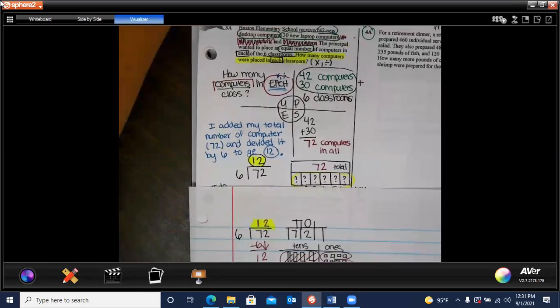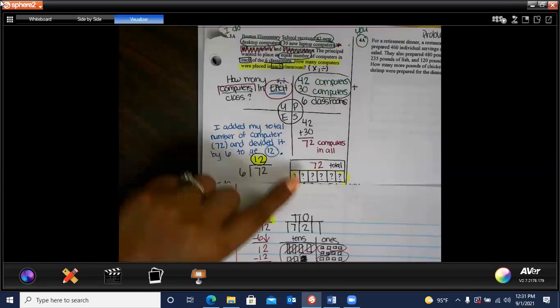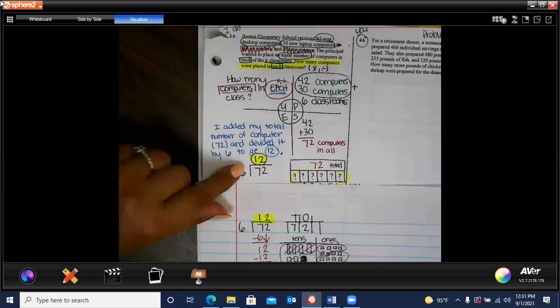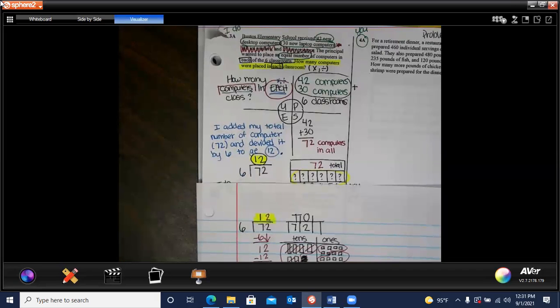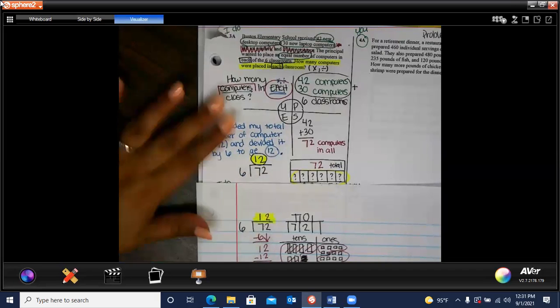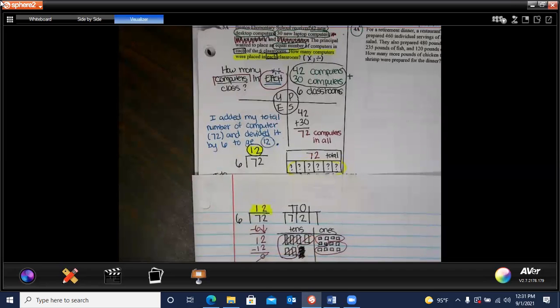I know when you do it independently, some of you might use just the strip diagram. Some of you might just use the standard algorithm, that's 72 divided by 6. Some of you might decide to use the 10 frames to show me how you're going to get that answer. And that is 100% okay. There are different ways to get your answer. The important part is choosing the best method that suits you. Not everyone here uses the same method, and that is okay.